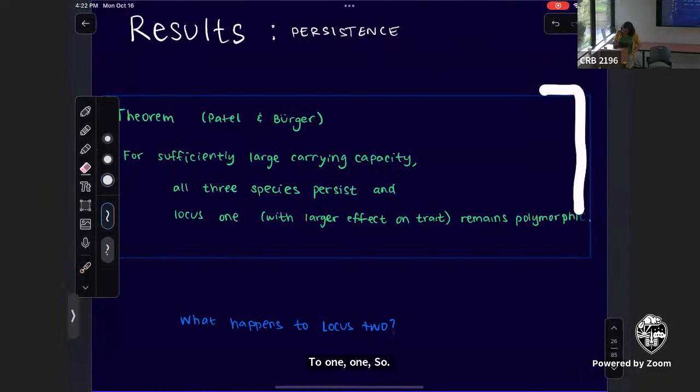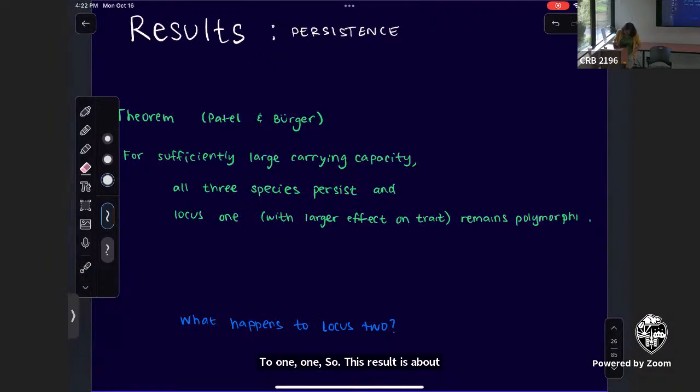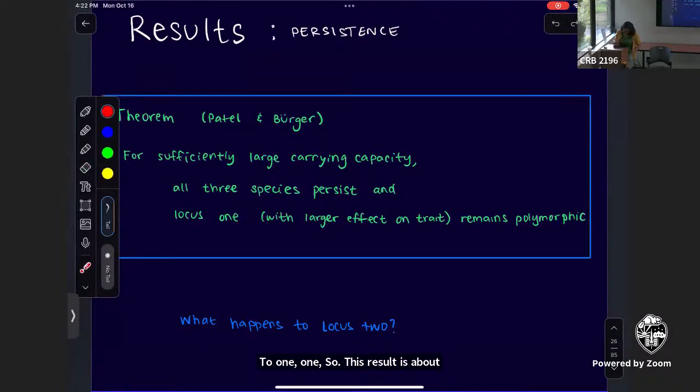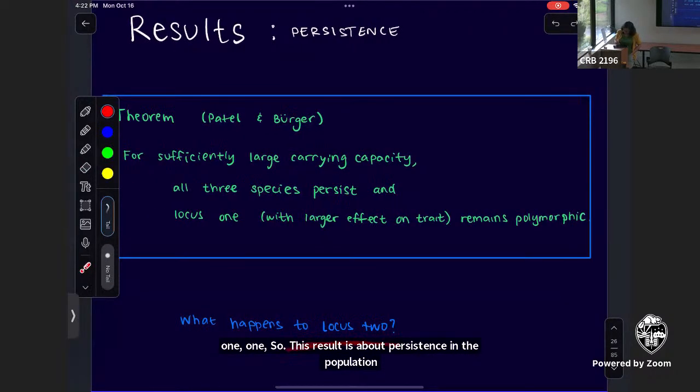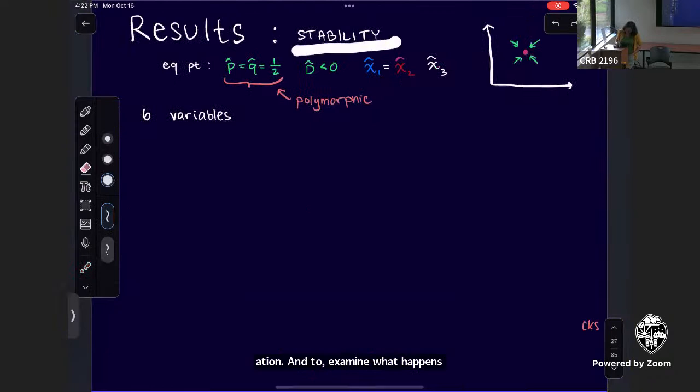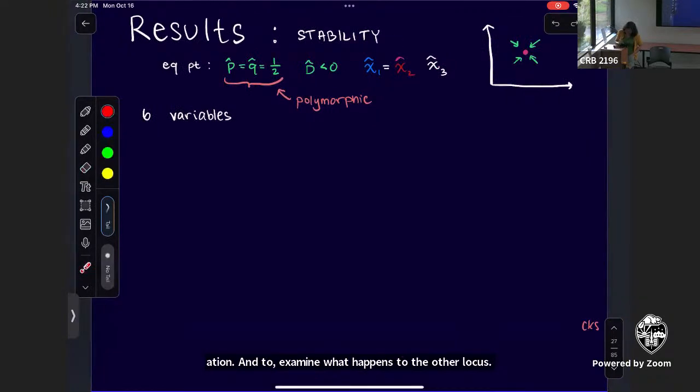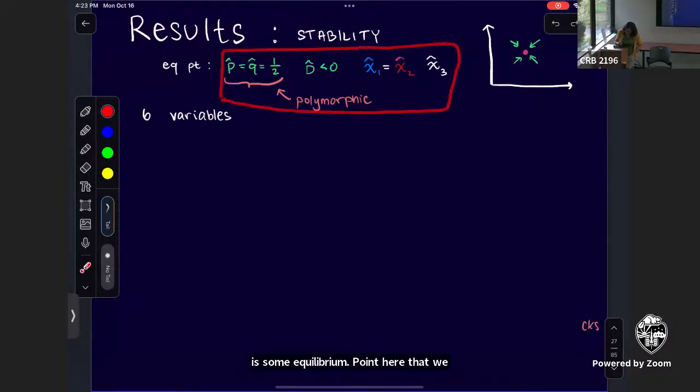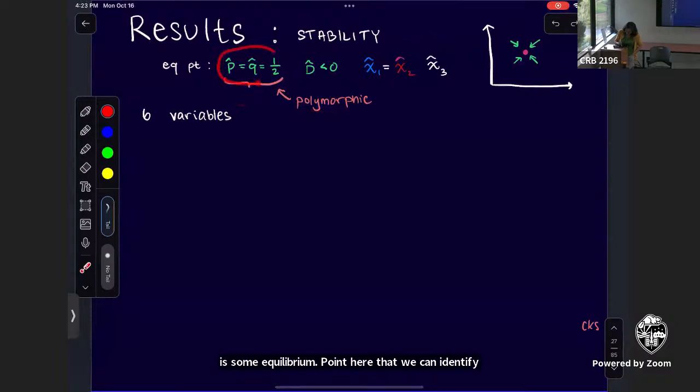So this result is about persistence in the population. And to examine what happens to the other locus, we look at a more local property of stability. So there is some equilibrium point here that we can identify where you have a polymorphism in both loci. But this is 6 variables, right? So understanding stability in a 6-dimensional system is non-trivial. It's not really tractable generally.